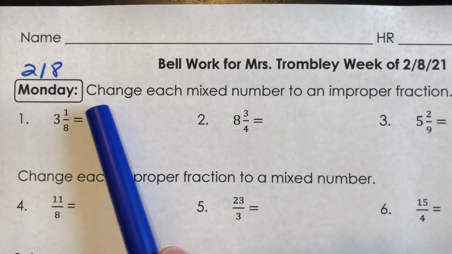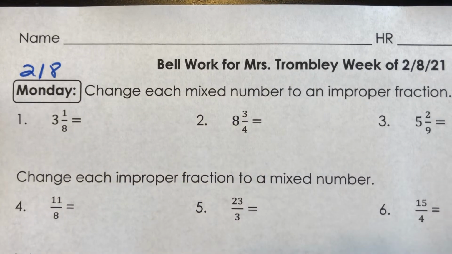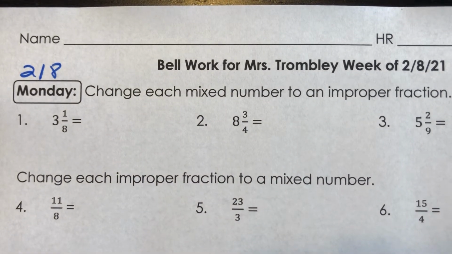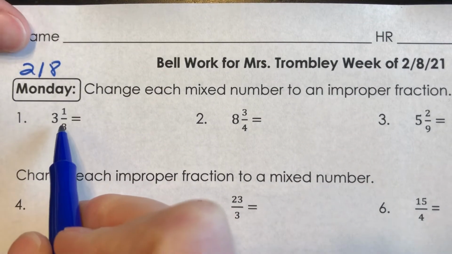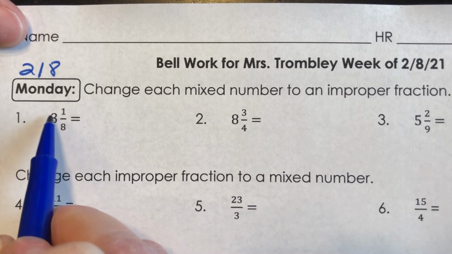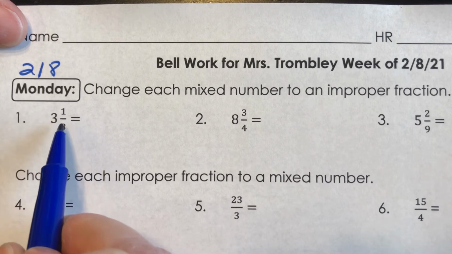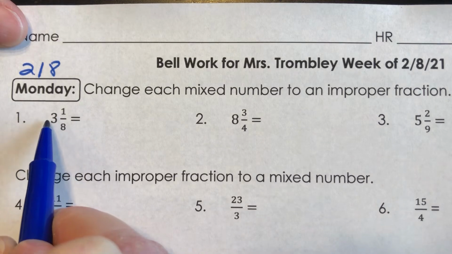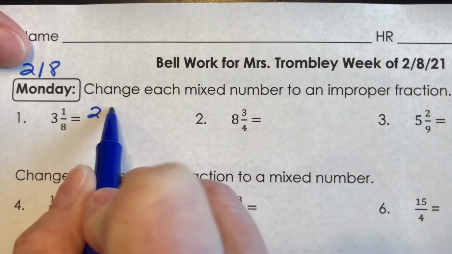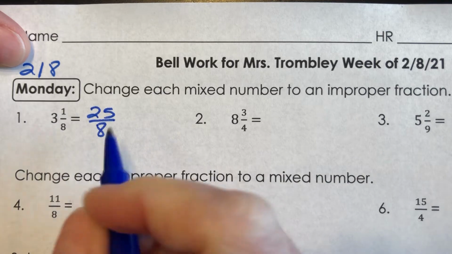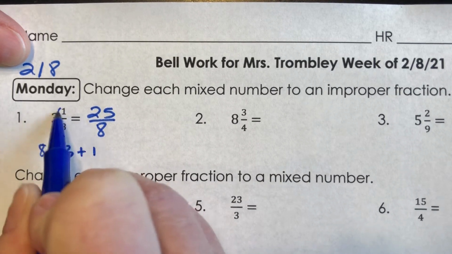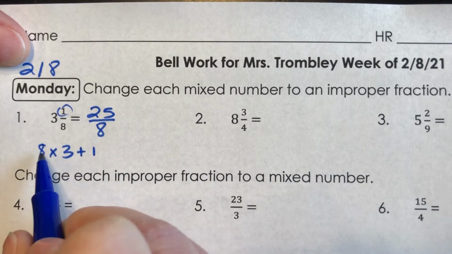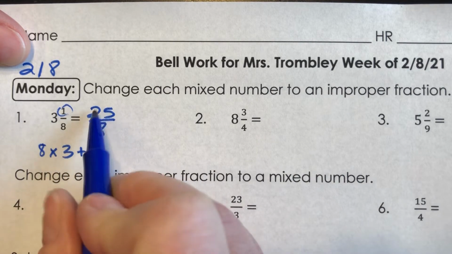To start off, I ask you to change each mixed number into an improper fraction. This is going to prove helpful to you this week as we're learning how to multiply mixed numbers. So here we go. I know that this 3 means I have 3 groups of 8/8. So that means 8 times 3, which is 24, plus 1 is 25/8. So again, all we're doing is multiplying the denominator by the whole number and adding that extra numerator. Your denominator never changes.